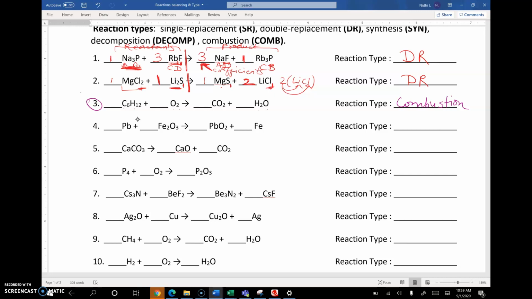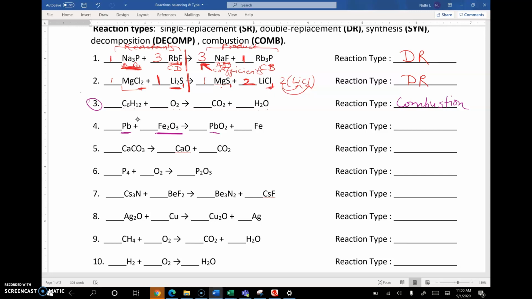Let's look at number 4 right here. We can start, once again, with any formula. To me, it does not make sense to start with Pb, because Pb is 1, Pb is 1. I want to start with something complicated. So I suggest let's start with this. Anytime you see a formula with something complicated, with more subscripts, start with that.